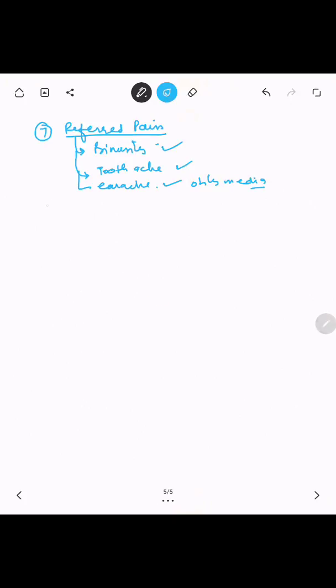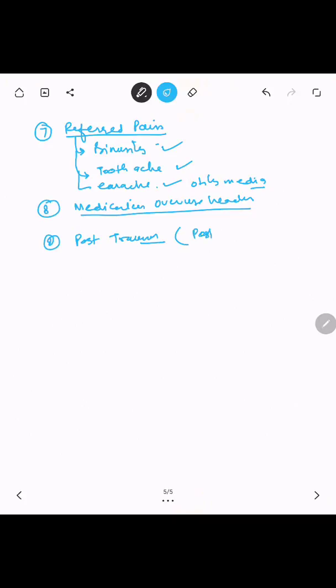Okay, second important referred cause is toothache. Okay, toothache can be referred to the head and can present as headache. Similarly, earache. So rule out these causes of referred pain. It is a must: earache, toothache, sinusitis. Look for any otitis media. Okay, it is very important. Referred pain, you can't miss the referred pain.